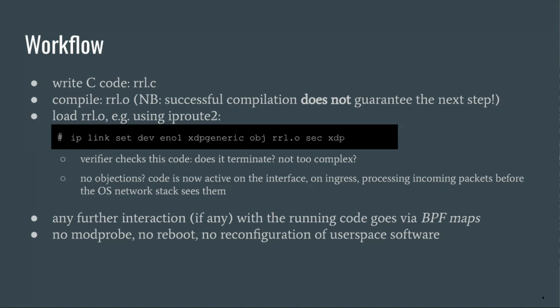So very complex code with many instructions will not be allowed to load on that interface. And that makes perfect sense because you're trying to run arbitrary code in kernel space. We cannot have kernel panics just because you made a mistake in your piece of networking code that you try to load on the interface. If there are no objections by the verifier, the code is active on the interface, again, only on ingress, so incoming packets are processed by your just loaded code.